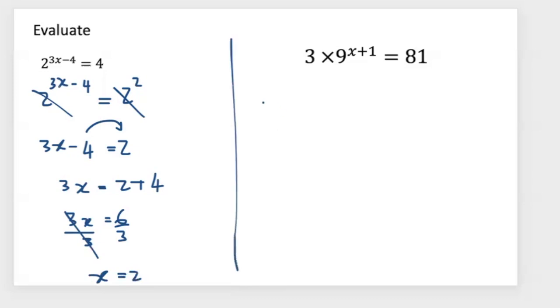The next one, we have two ways that we can look at it. One way is to divide both sides by 3.